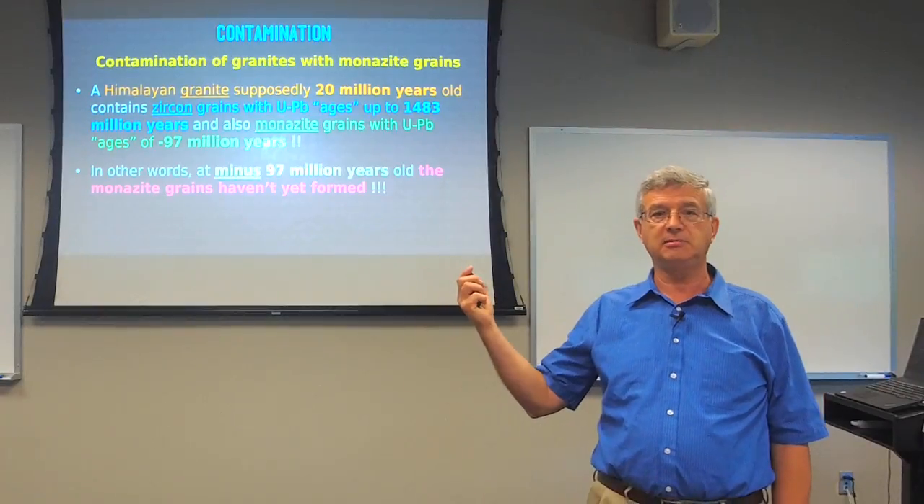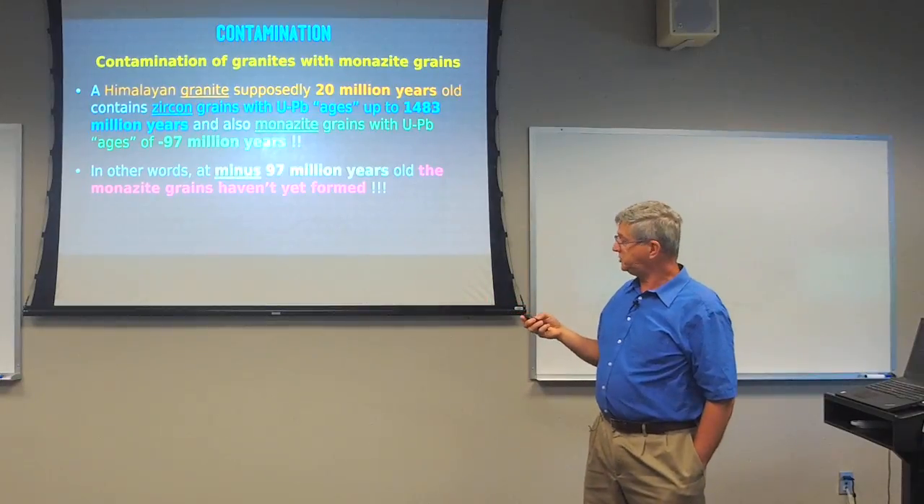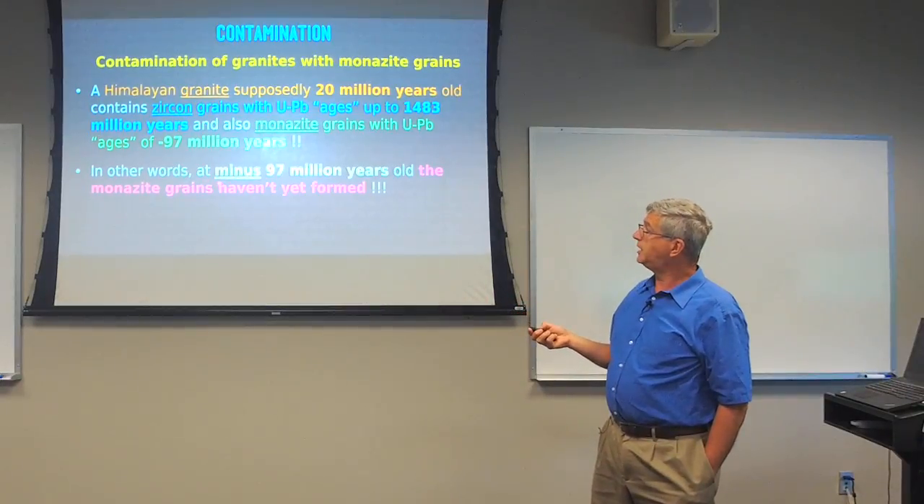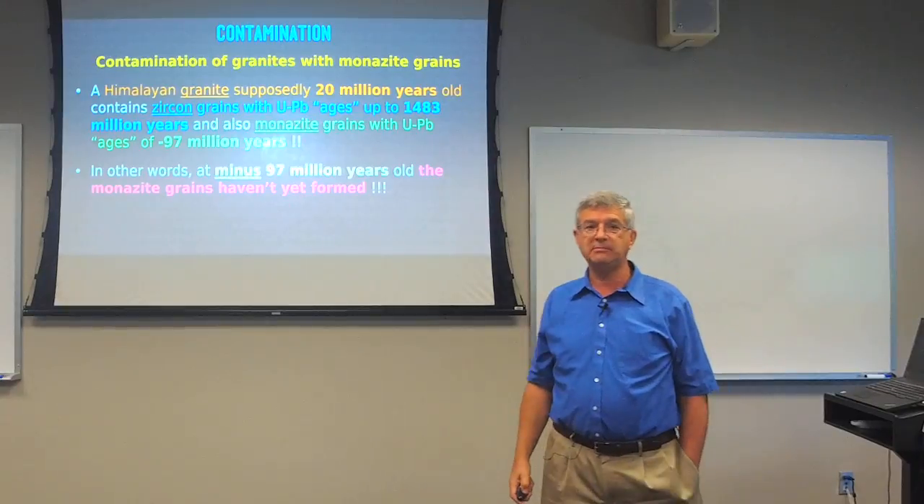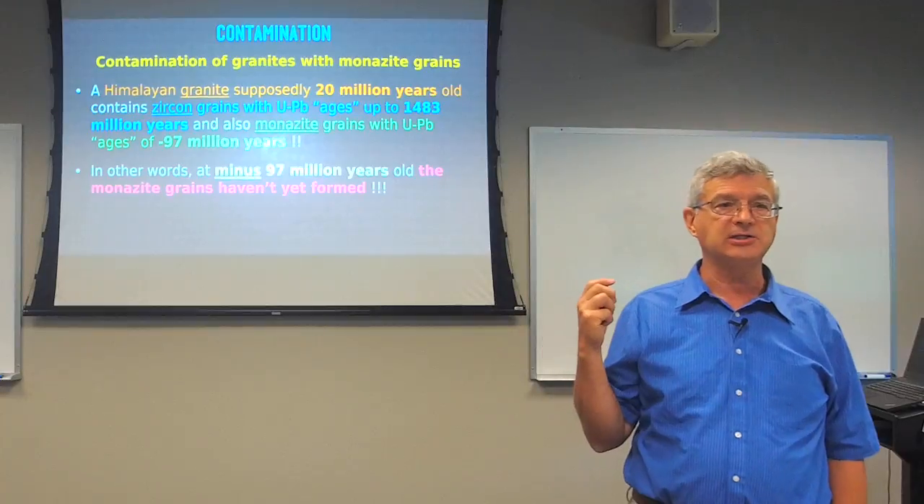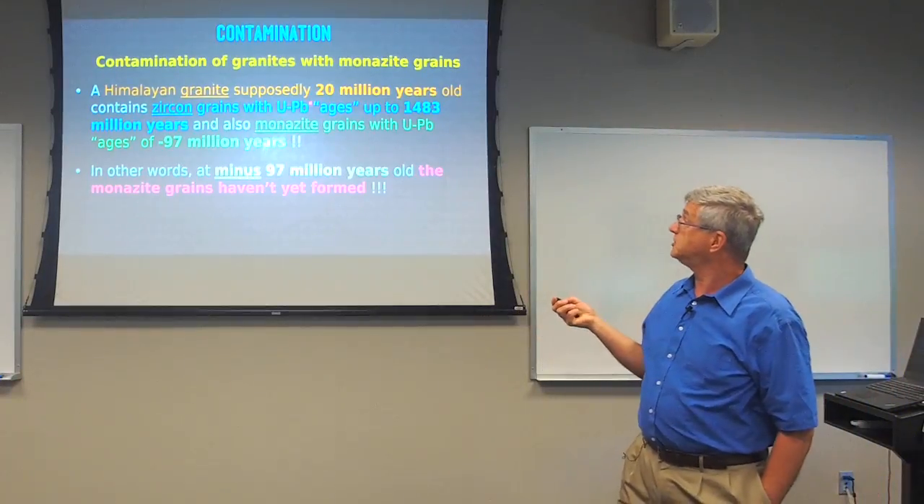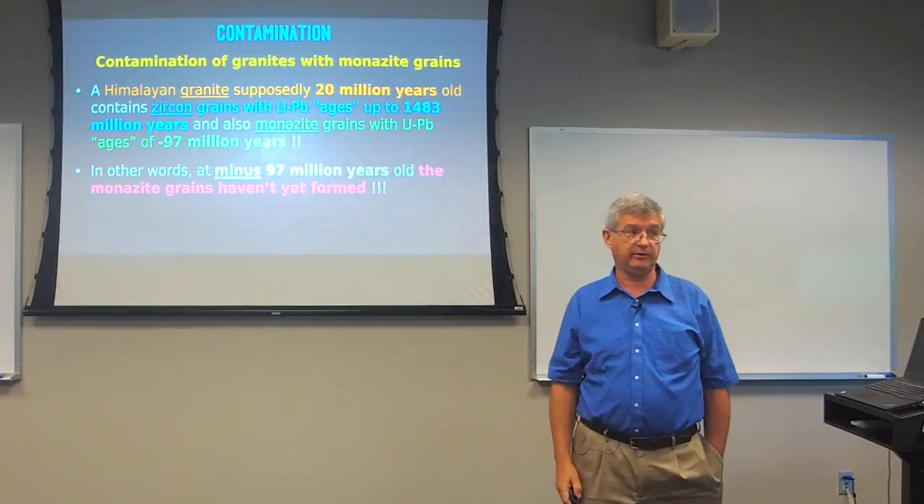But we see them in the rock. So you see, how can this be a question of inheritance? You can't inherit a mineral grain before it forms. It formed in the rock, but it yields a minus 97 million year age. So how can we be sure that these zircon grains were also inherited?